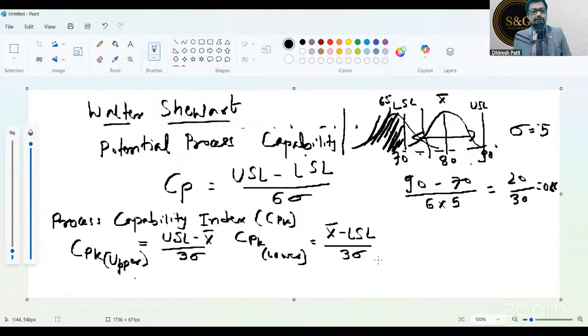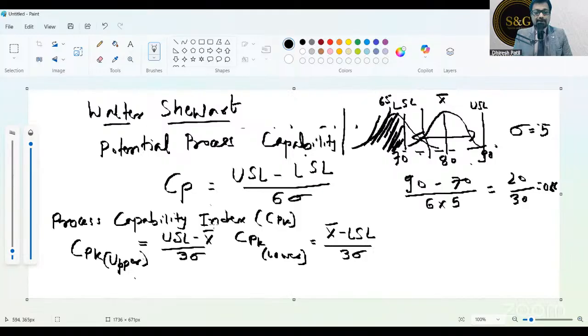Now calculate Cpk lower. X bar is 65 minus 70, because LSL is 70. So the numerator will be -5, so your Cpk lower will come out negative. Divided by 3 times standard deviation, which is 50. So -5 divided by 50. What is the value? Minus 0.33.